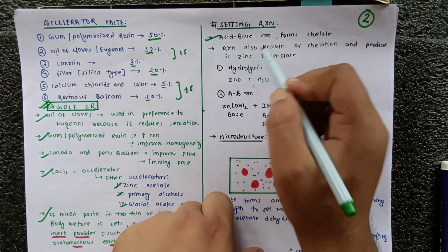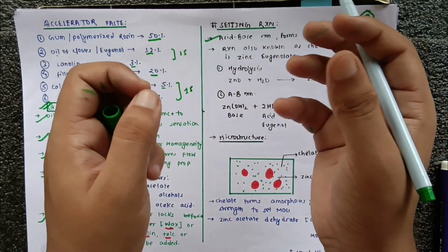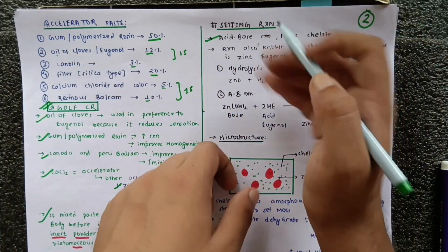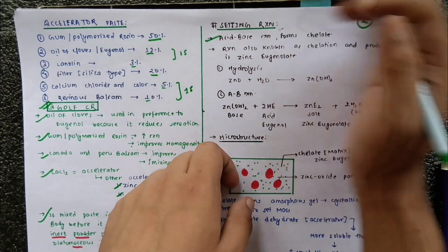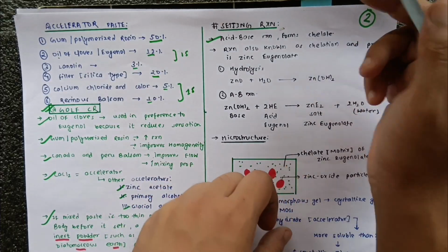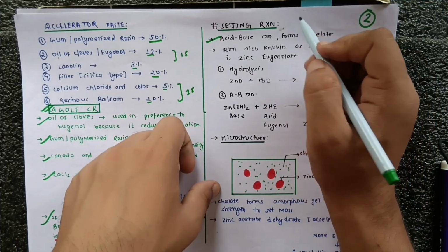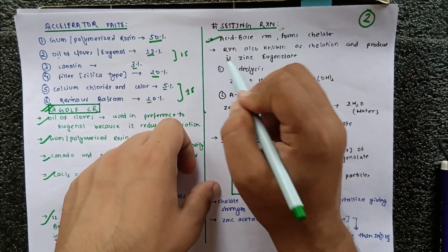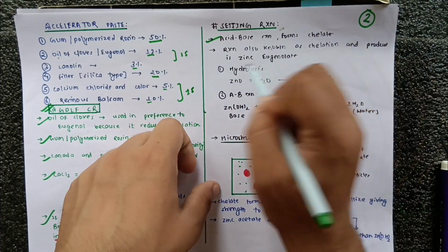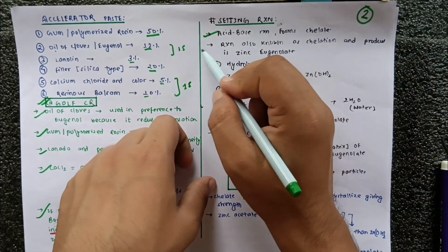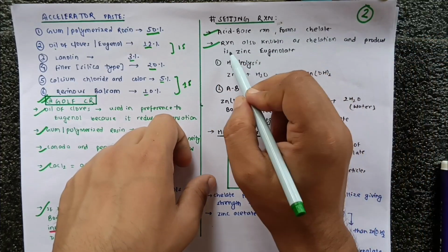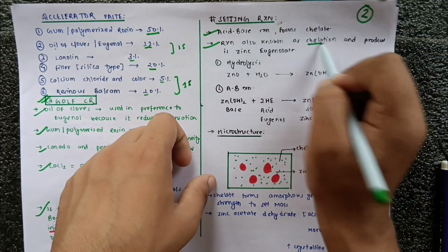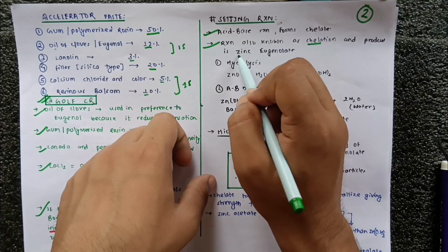It is an acid base reaction. The acid and the base react and form the chelate. Chelate means the matrix is formed. The acid base reaction forms the chelate. The reaction is also known as chelation and the product is zinc eugenolate.